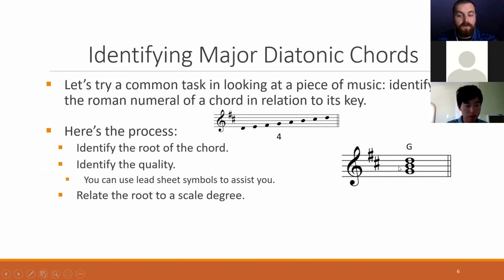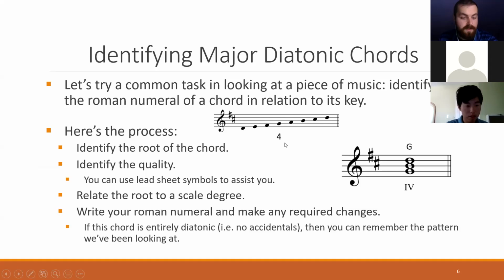You can relate where G falls in relation to a scale degree. In the key of D major, 1, 2, 3, 4, G is the 4th note in D major. And you write your Roman numeral and make any required changes. If it's diatonic, if it has no accidentals, then you can just remember the pattern from before, or just go, well, it's 4, so I need a Roman numeral. It's major, so it's capital.